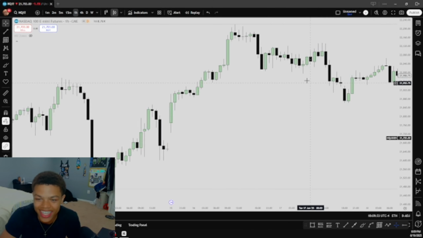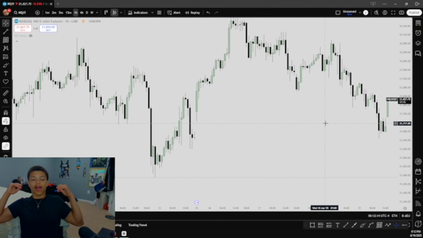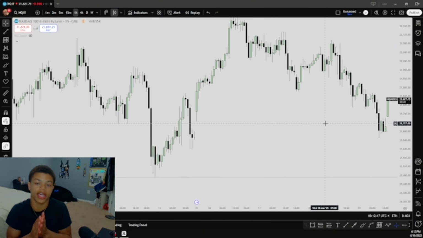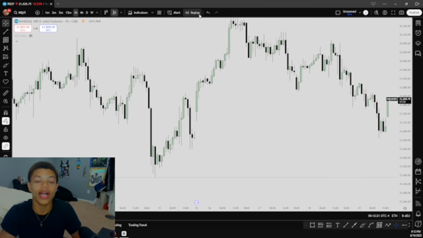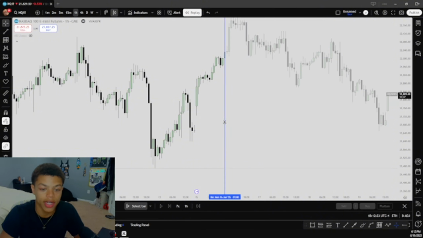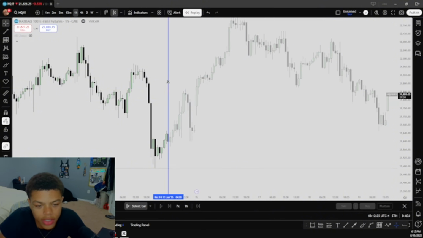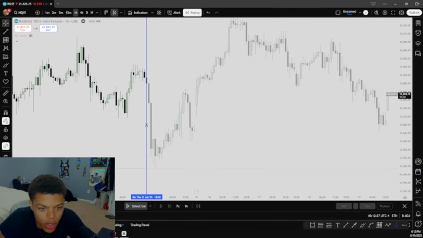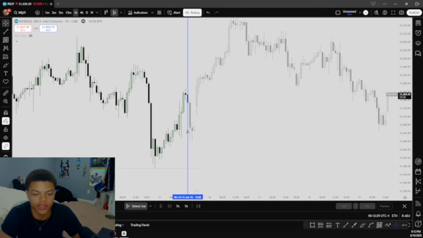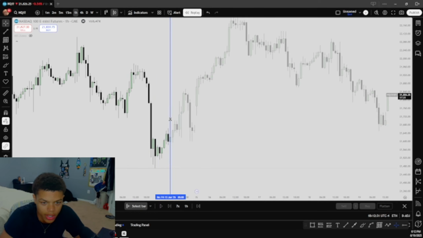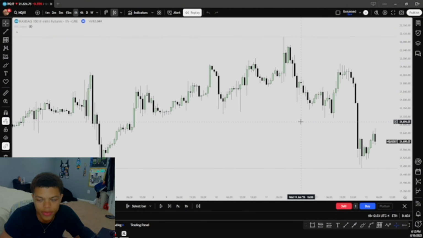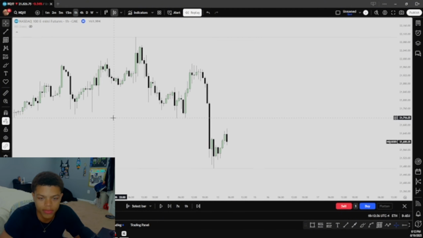Alright, let's identify candlesticks actually in the chart. I got the replay feature, I forgot. Let's do it. Alright, so we're going to identify, I see a break of structure right here, and I'll cut it off right there. Alright, boom. Lock in.